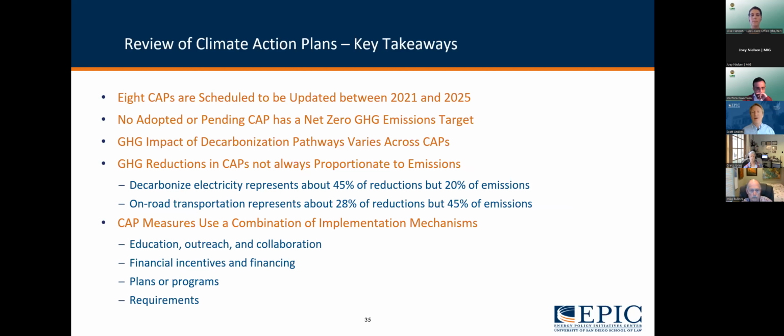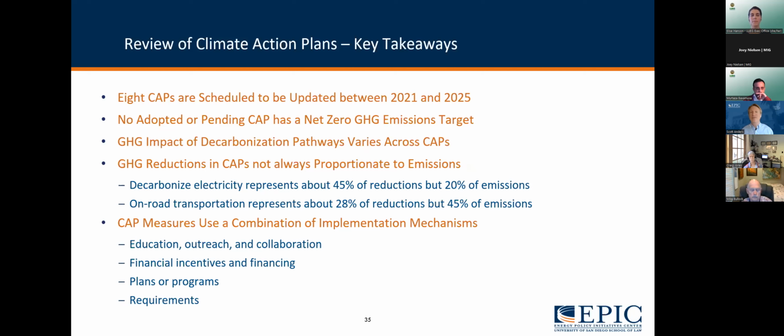And based on our review, we have several key takeaways. So 8 climate action plans are scheduled to be updated between the year 2021 and 2025. No adopted or pending CAP has a net zero greenhouse gas emissions target. Again, we did not include the pending City of San Diego Climate Action Plan update.